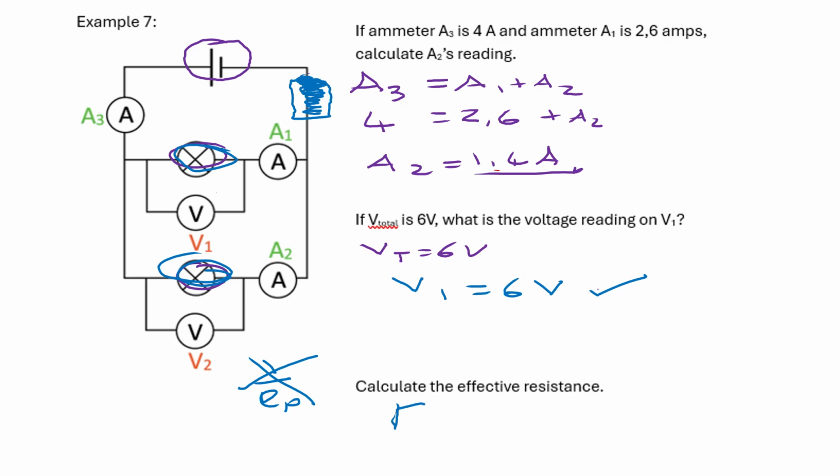So we can just go R is equal to V over I. R is what we are looking for. V is that 6 that they gave us. I is the 4 amps that they told us it was.